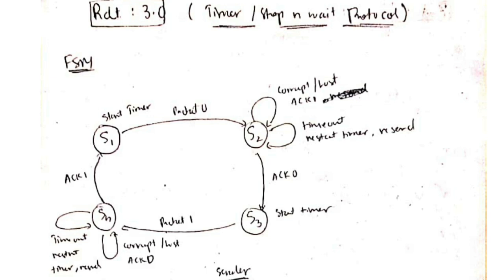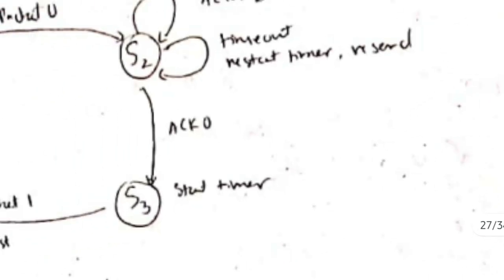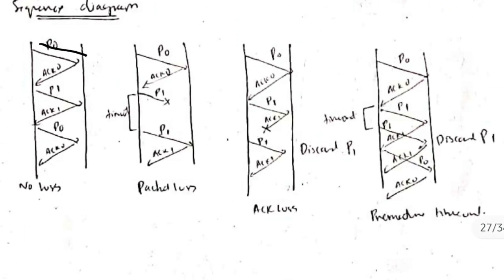Okay, so in RDT 3.0 what we have is this FSM diagram. Here, I'll just start a timer. By the sequence diagram I can explain. In the sequence diagram, the first is the no loss case: P0 ACK0, P1 ACK1, then again P0 ACK0.